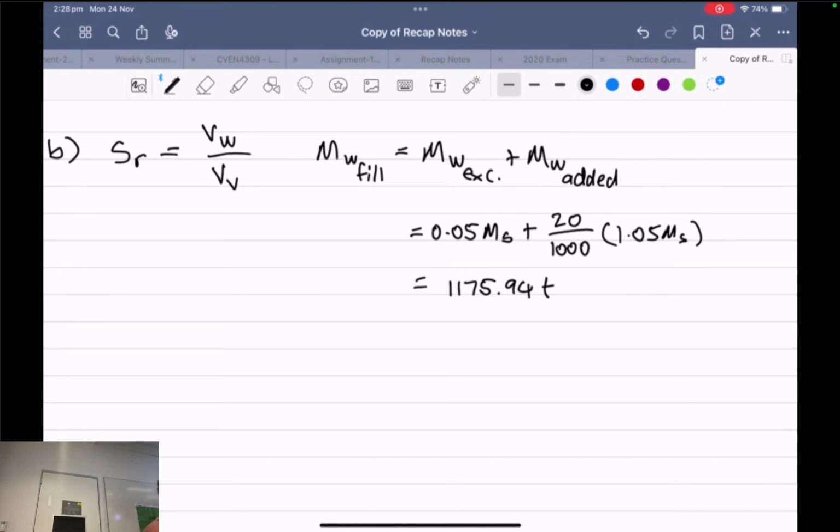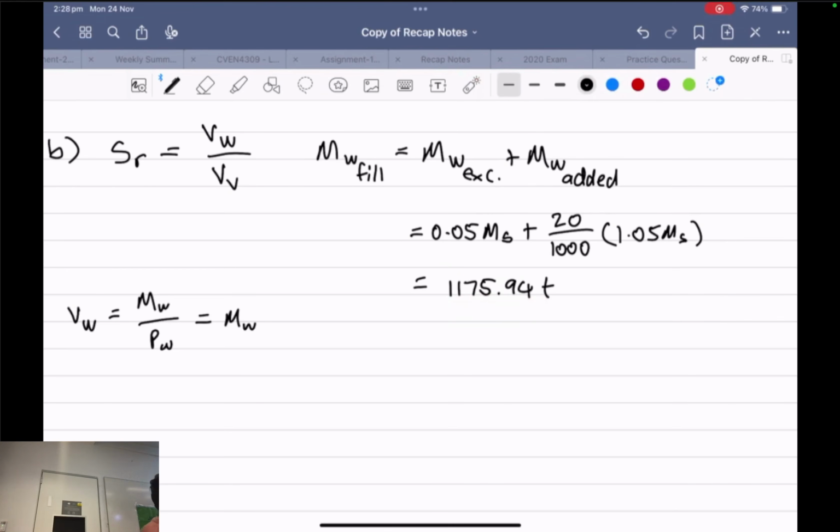So once you get that, you can find the volume of water using again the density relationship. So we know density is mass over volume. So volume will be mass over density. But what's the density of water? It's just 1, right? When you do it with tons. So that's just equal to mass of water. So volume of water is equal to mass of water, which is just 1,175.94.